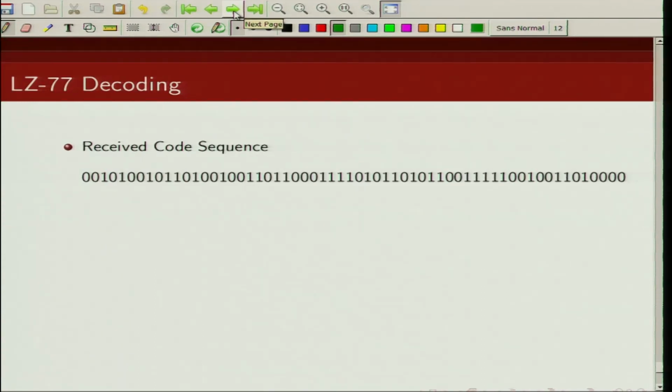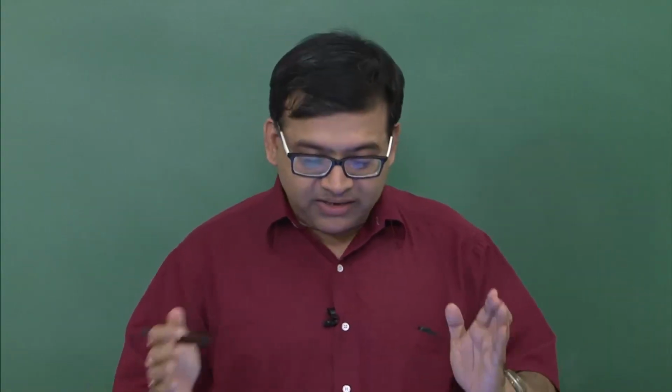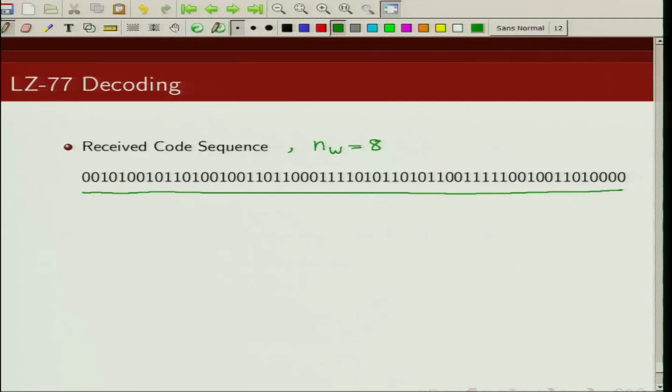So let us take an example to illustrate that. This is the received sequence that I have received. I am considering the same example. My NW is 8, which is known to the encoder and decoder, that the size of this sliding window dictionary is 8. I am using comma-free encoding for these Li, and I am using a fixed number of bits to denote these Mi. So log of 8 was 3, so I am using 3 bits to denote Mi, and for Li I am using comma-free encoding.